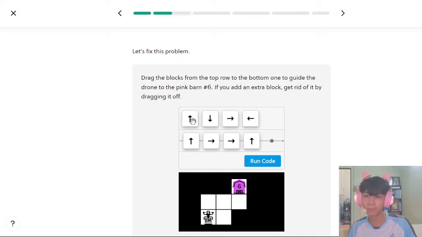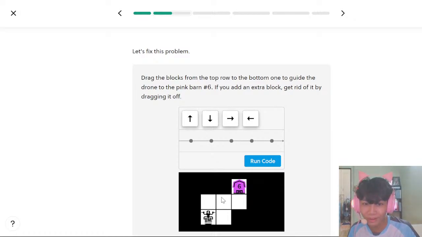Go up. No, it's still wrong. What I need to do right now is use 5 blocks. Oh my god, it's not easy then. Let me see. I need to go to the right, go up, go to the right, and go up.